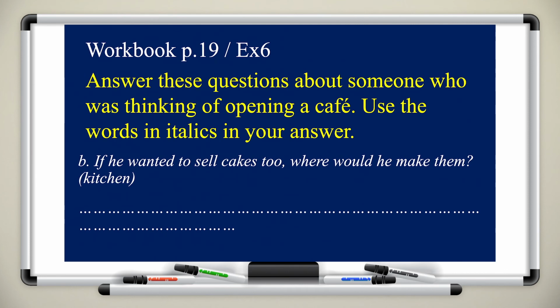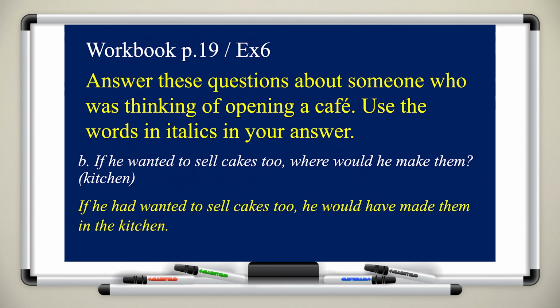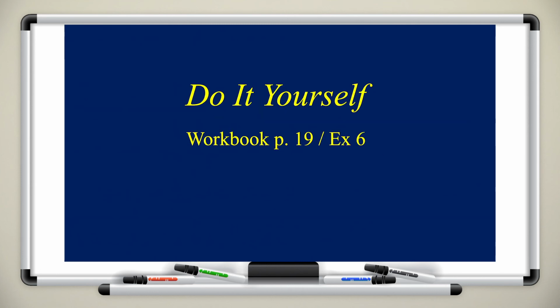Now let's look at exercise number 6. Exercise number 6, you need to do the same thing, okay? But you have the word in brackets, which is kitchen, and you need to answer the question. So if he wanted to sell cakes too, where would he make them? In the kitchen. So you need to put that in the sentence, right? So it turns into, if he had wanted to sell cakes too, he would have made them in the kitchen, okay? So continue the exercise in the same way, exercise number 6, page number 19.